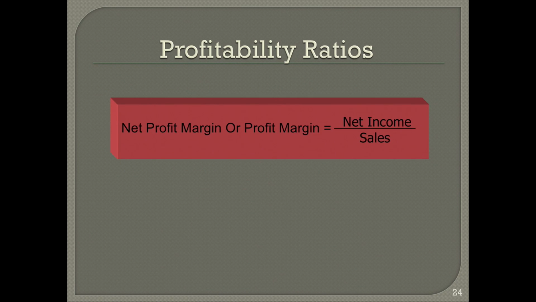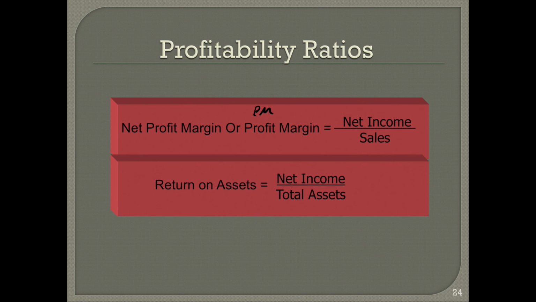The first one is called your net profit margin, or sometimes just referred to as your profit margin, and it is net income divided by sales. So how much net profit is being generated from each dollar of sales? So you start off at sales, how much remains in the form of profit after all other expenses have been taken out?